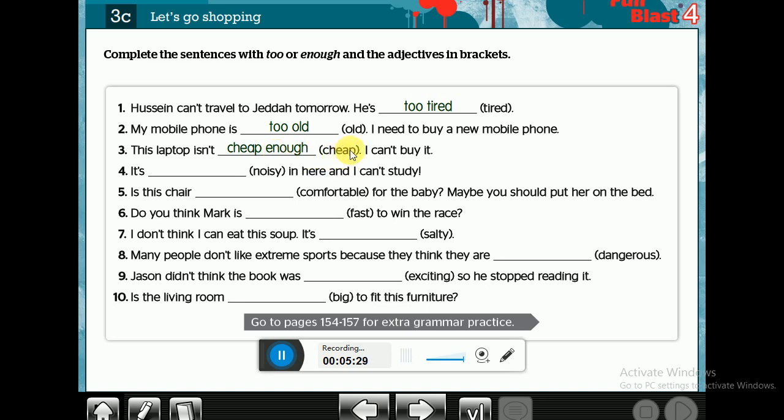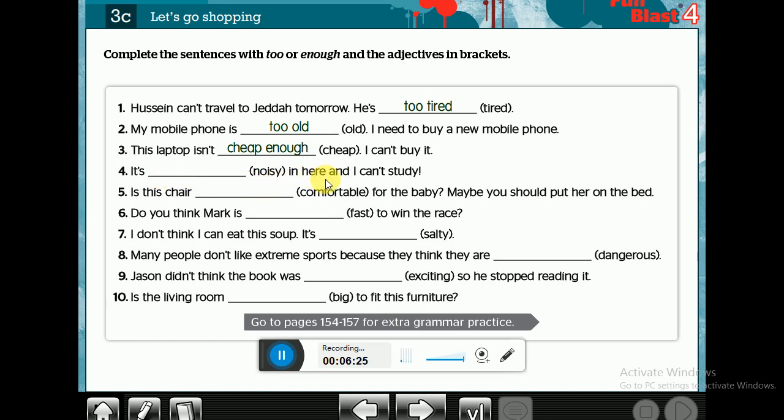Okay? So, someone told me cheap here is not at the end of a sentence. Yeah, you have to use it according to the meaning. This laptop isn't cheap enough, so I can't afford to buy it. So we have to use enough after the adjective. Someone said, I can say this laptop isn't too cheap. Isn't too cheap, I can't buy it. Grammatically, it may be correct, but according to the meaning, it has no meaning. So we have to say cheap enough.